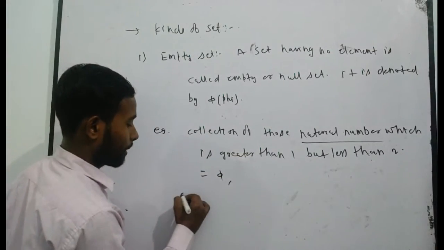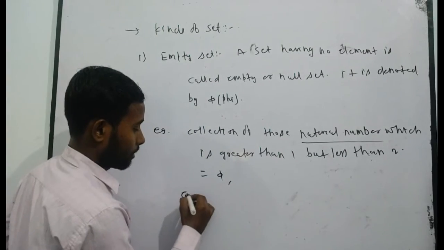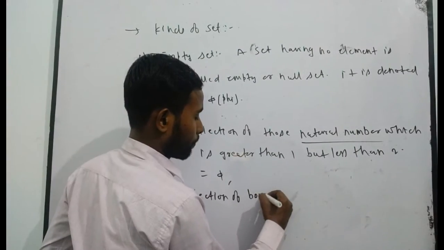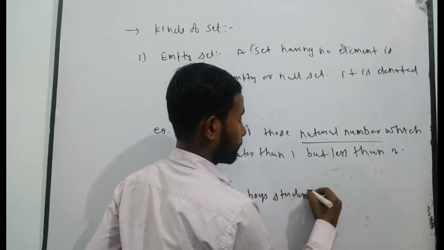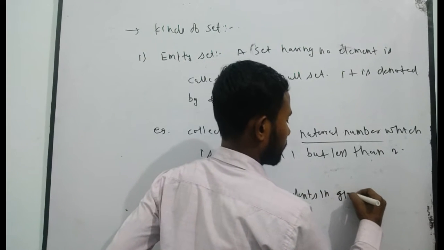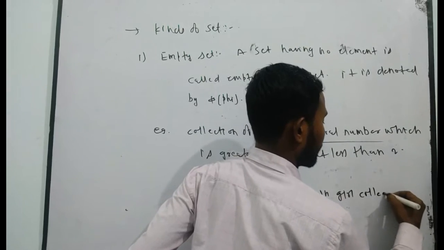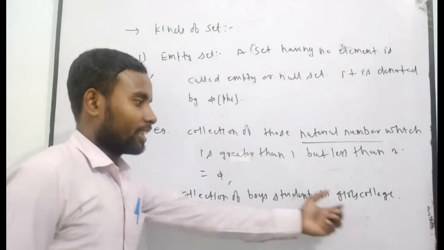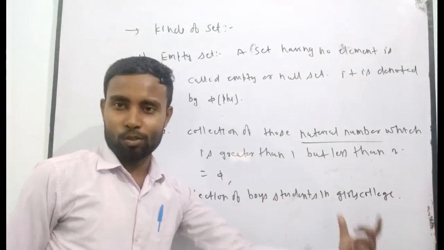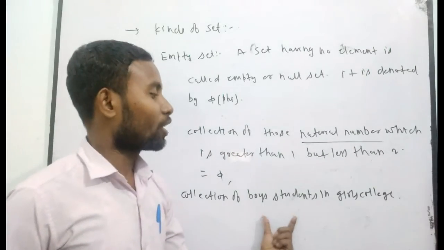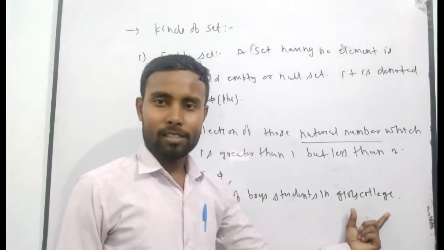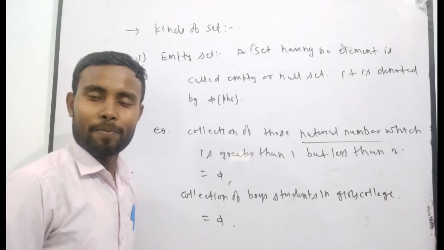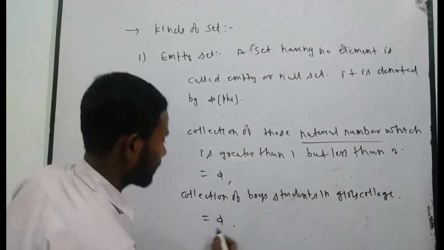Similarly, I want to take the next example. Collection of boy students in a girls' college. Is it possible? Is there any boy student who has studied in a girls' college? No, it is not possible. So it is an example of an empty set. Similarly, I want to take another example.